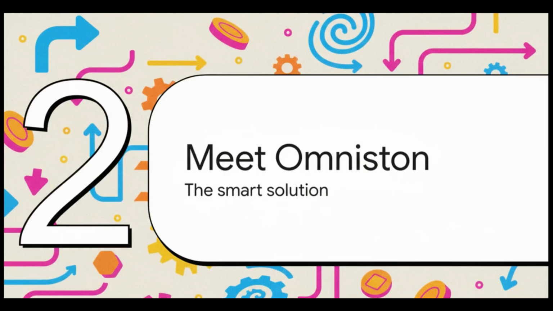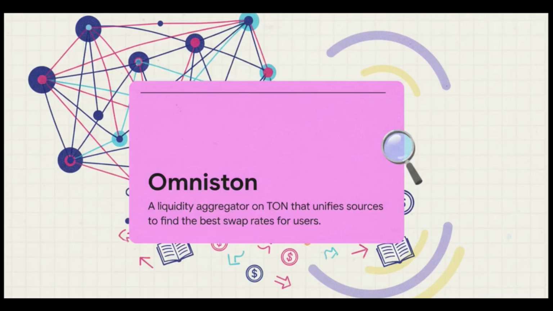This is where STON.fi's Omniston protocol comes into play. And honestly, it is a total game changer for the whole TON ecosystem. The easiest way to think about Omniston is like a universal price checker for your swaps. It's built to scan the entire TON network for you, so you're not just stuck looking in one of those tiny little bookstores. You're getting the bird's eye view of the entire market.